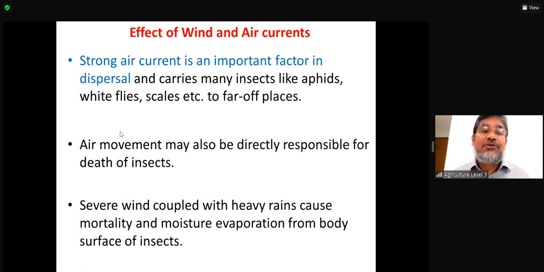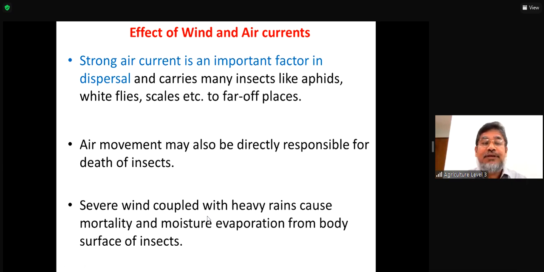So in these situations, we can say that the air movement may be directly responsible for the death of insects. How? Insects' death can occur due to the movement of the air. Severe wind coupled with heavy rain. Sometimes wind is coupled with rain, and in that situation, what happens? The mortality is high, many of the insects may die. Insects are taken from one place to another with this air current.